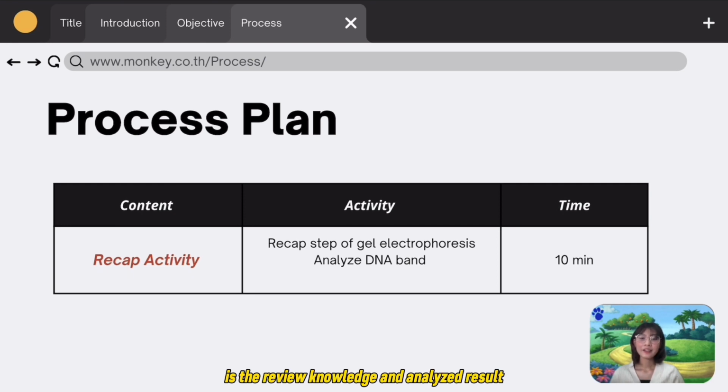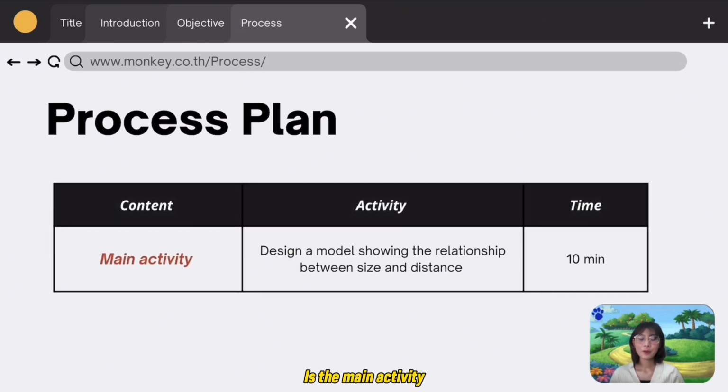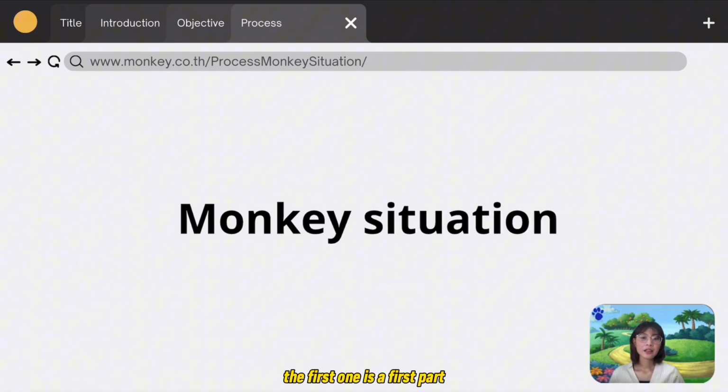The recap part is to review knowledge and analyze results. Take 10 minutes. And the last part is the main activity. Students will design a model showing the relationship between size and distance. Take 10 minutes.